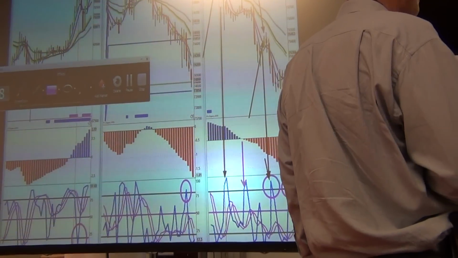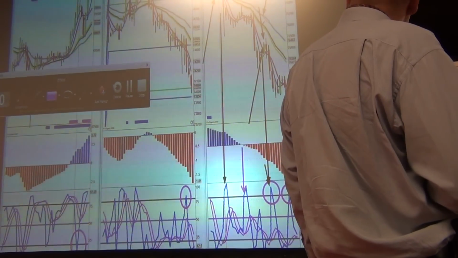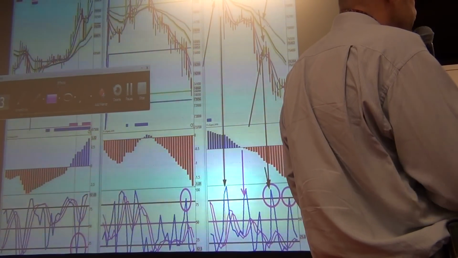And then my stop is back beyond that 20 period exponential moving average that I was telling you about in the previous slide.